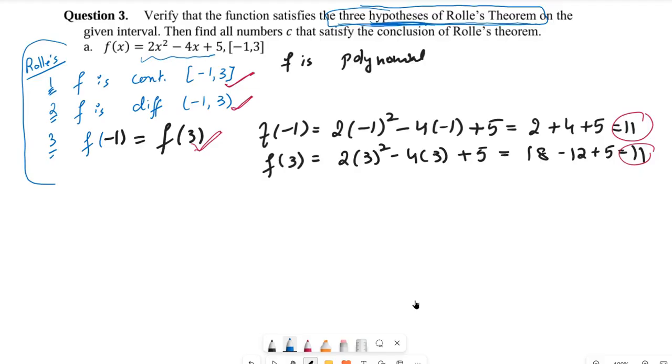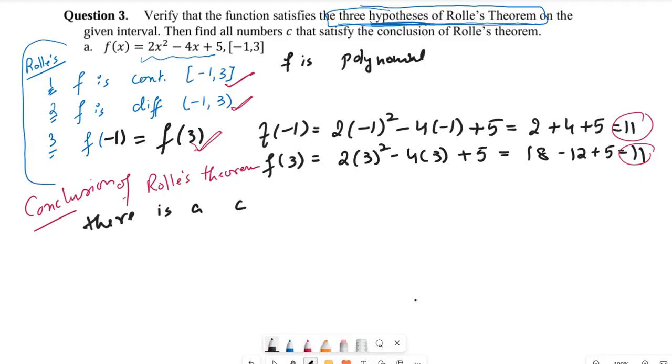Then we have the conclusion of Rolle's theorem. What is the conclusion? Conclusion is, it says there is a c such that f prime c is equal to 0. So we need to find this c, find all the numbers c such that the conclusion of Rolle's theorem holds.